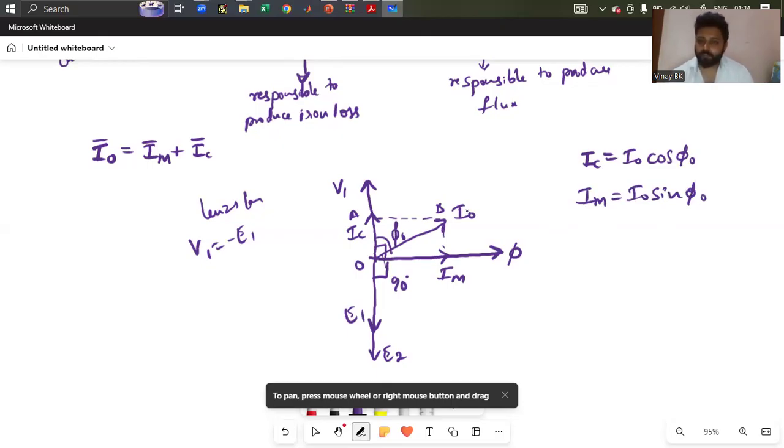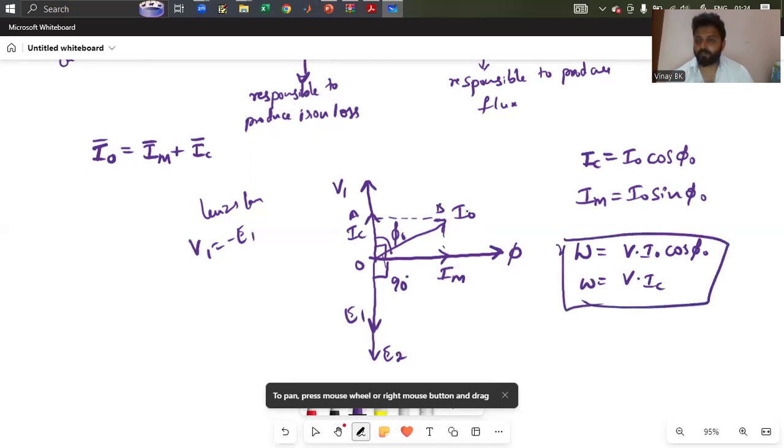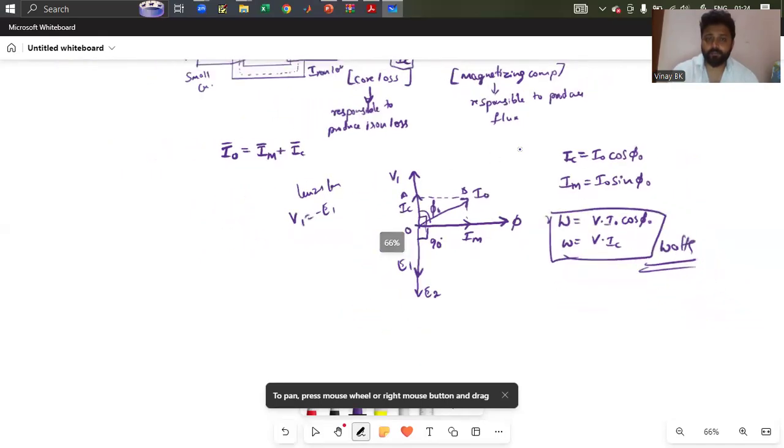The total power W is nothing but V I cos phi for a single phase transformer, so V into I0 into cos phi naught for no load on the secondary side. So I can write V into I0 cos phi naught, which is V into IC. This is your power in watts in case of a transformer under no load conditions. So this is what you can see in a practical transformer on no load.